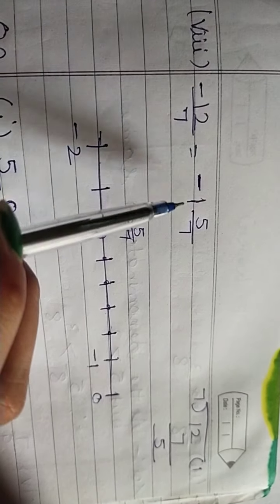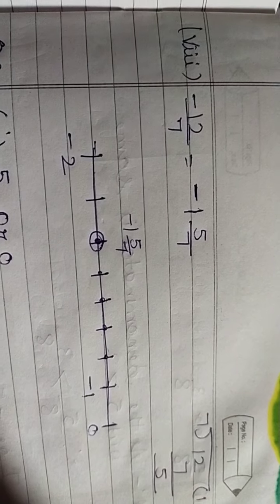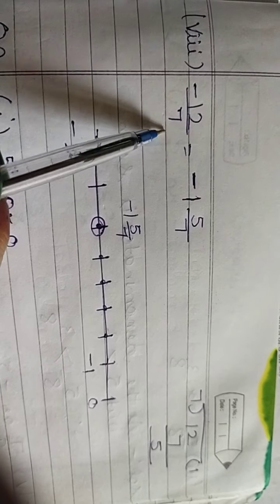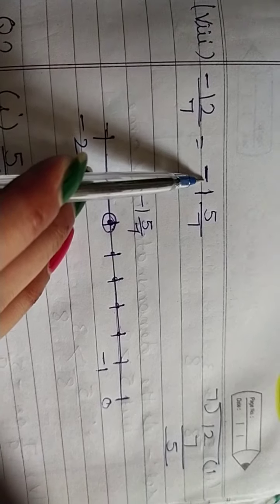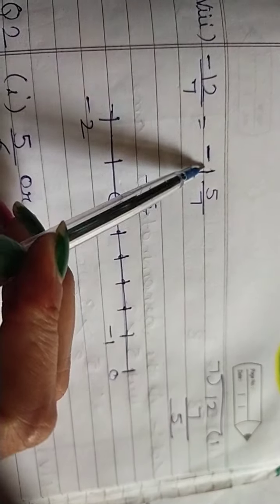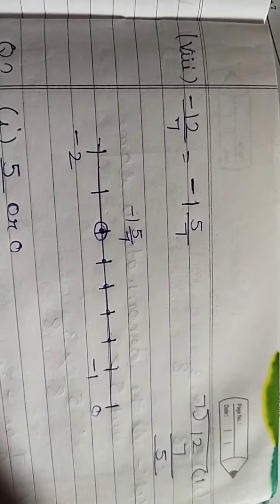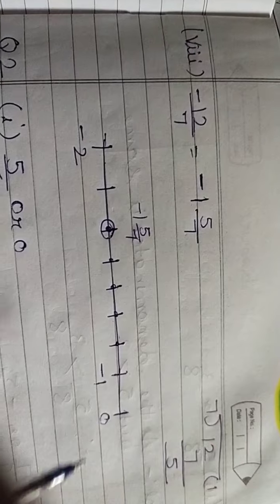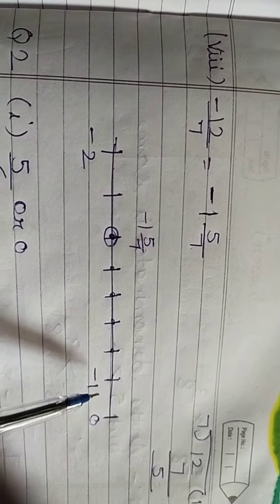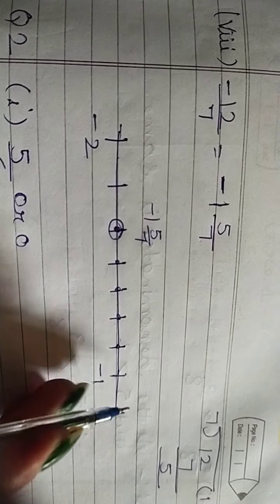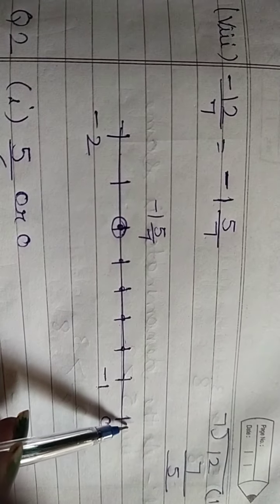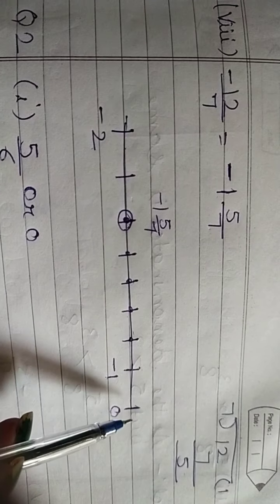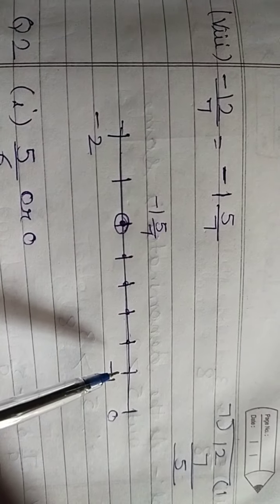Now the next part is 8th part, minus 12 by 7. Again you can see that the numerator is greater than the denominator, so keeping the negative sign aside, you will divide the given numbers and you will get a mixed fraction, that is minus 1 into 5 by 7. So your number will come between minus 1 and minus 2. Also mind that the negative values go from right hand side to the left hand side of 0. From 0, towards the left hand side, the negative values go.